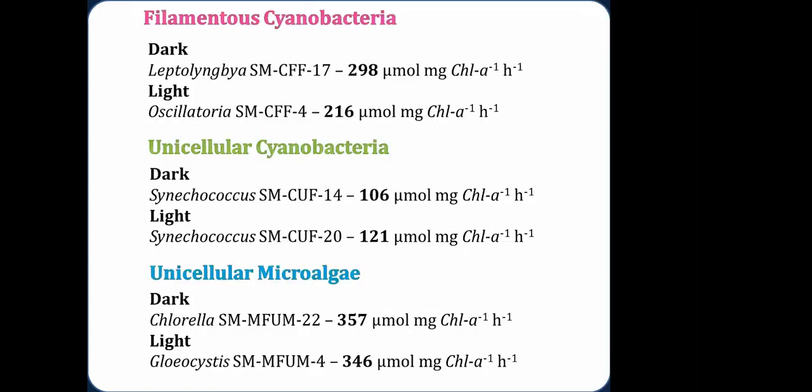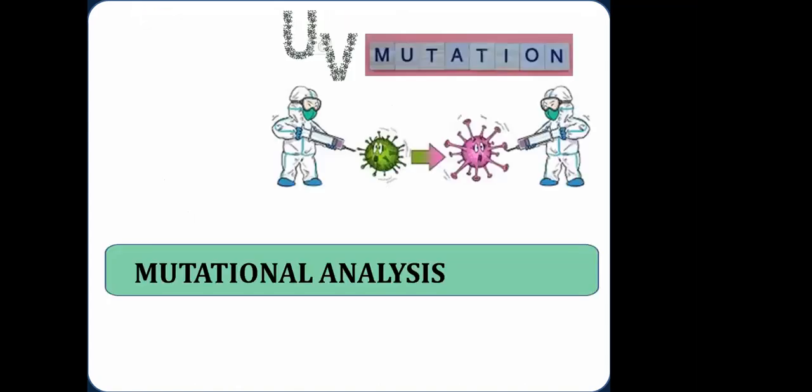So the summary of the results regarding the biohydrogen is that among the dark conditions, the highest result was obtained by Leptolyngbya for the hydrogen production, and in the light, Oscillatoria shows the highest result. And among the unicellular strains, Cyanococcus species showed the better results in the dark as well as in the light. However, in the unicellular microalgal strains, Chlorella showed the highest results in the dark. However, Gloeocystis showed the high result in the light.